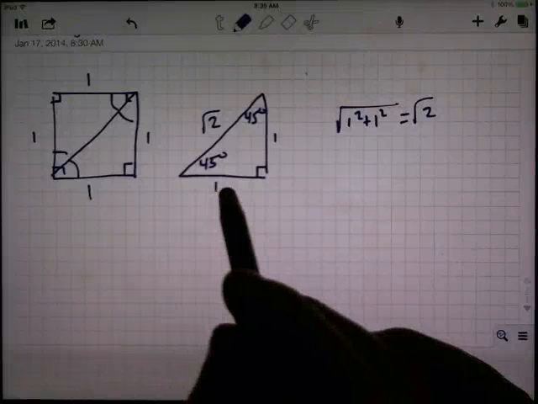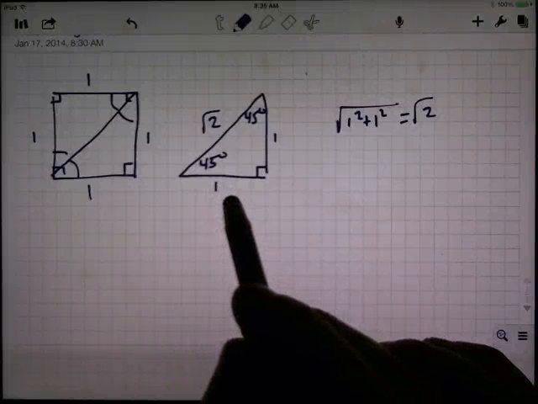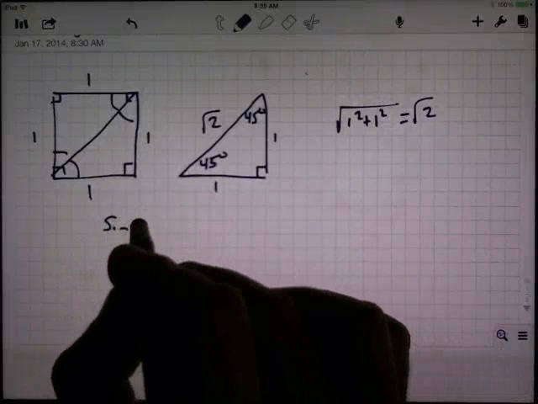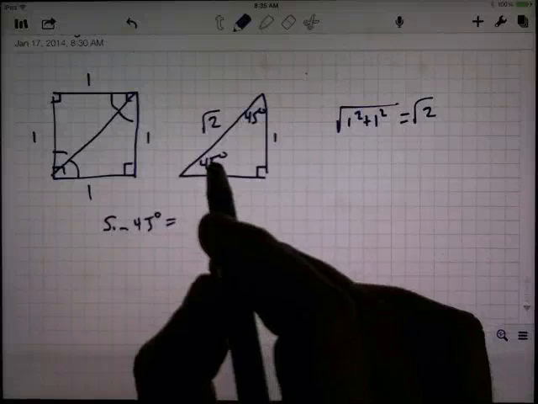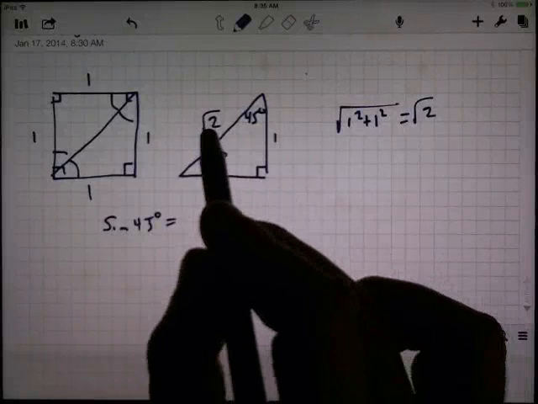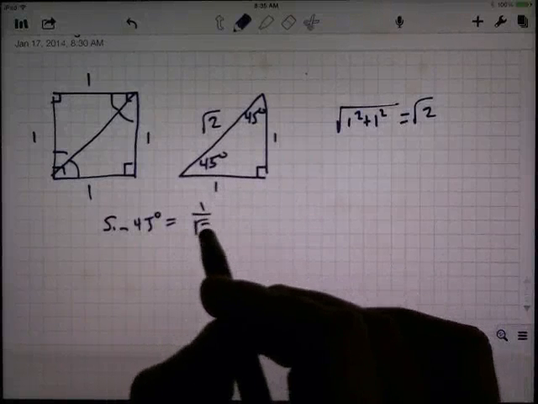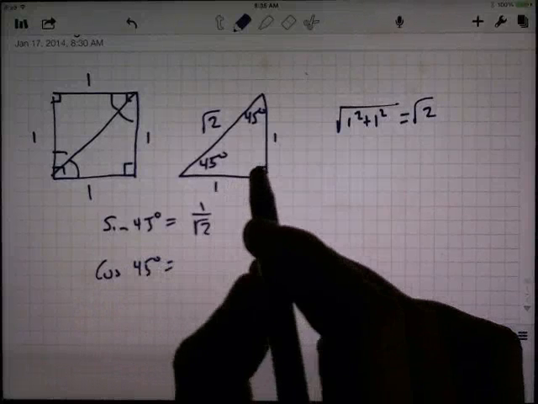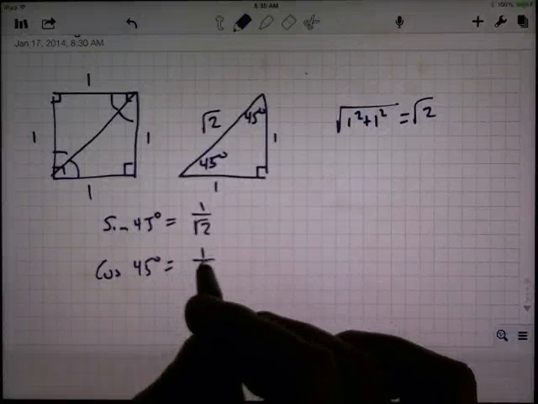Okay. Look at that triangle now. I can see all 6 trig functions of 45 degrees. What's the sine of 45 degrees? Well, I'm looking at this 45 degree angle, opposite over hypotenuse, 1 over the square root of 2. What's the cosine of 45 degrees? Well, it would be adjacent over hypotenuse, 1 over the square root of 2.